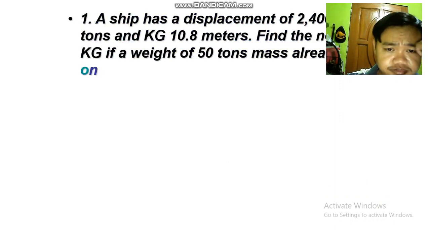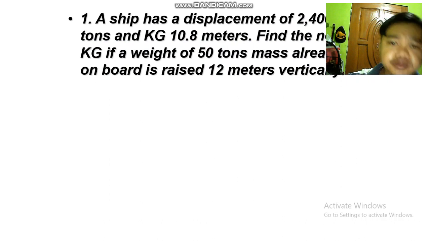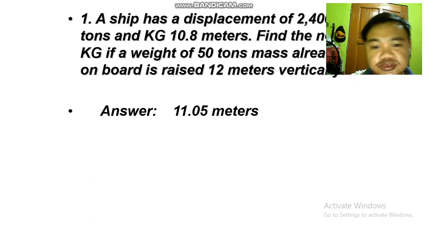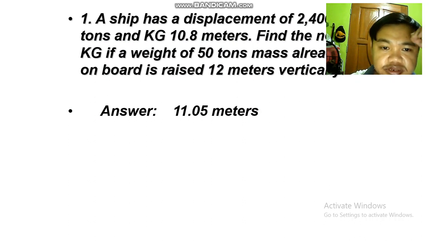So we have here the sample problem. A ship has a displacement of 2,400 tons and a KG of 10.8 meters. Find the new KG if a weight of 50 tons mass already on board is raised 12 meters vertically. The answer for this is 11.05. Now let us try to understand how we have solved the problem. But before that, let us have some pictures here.